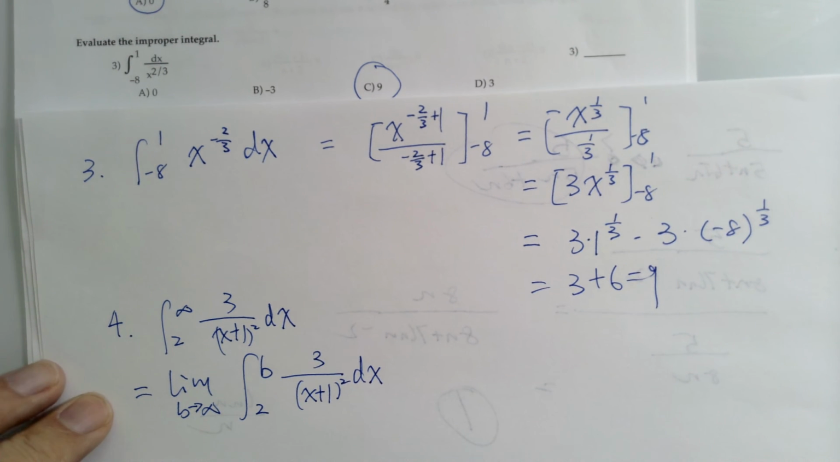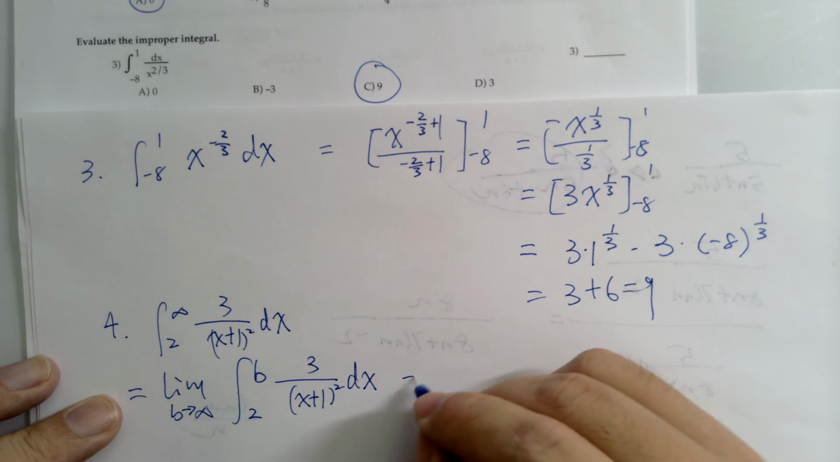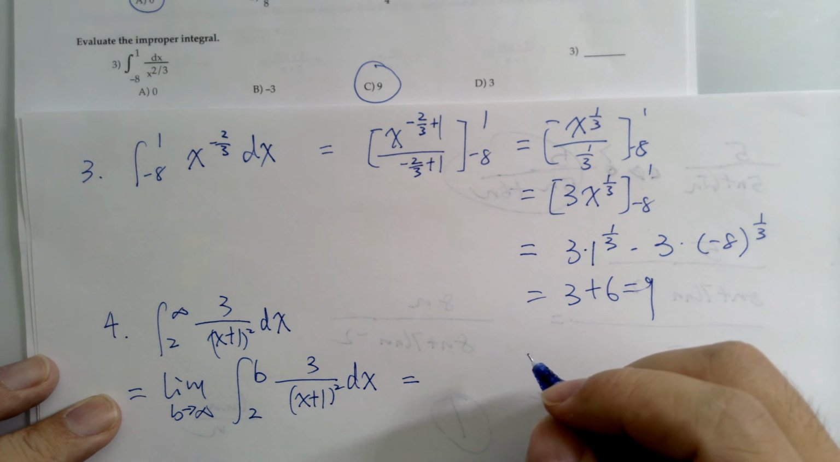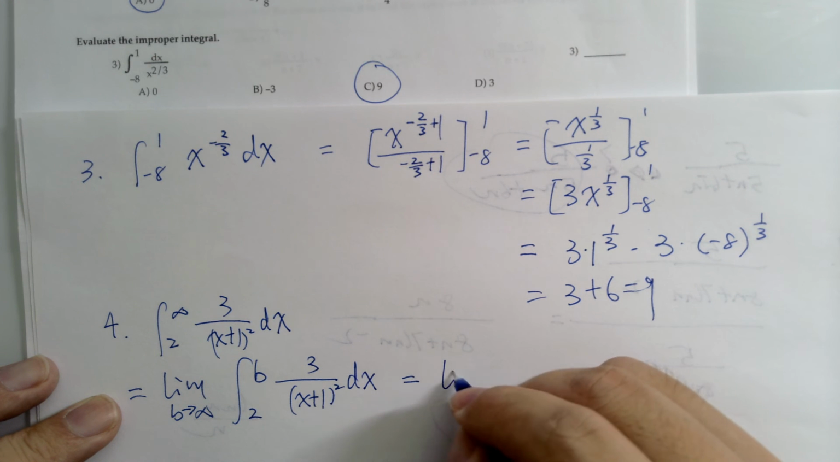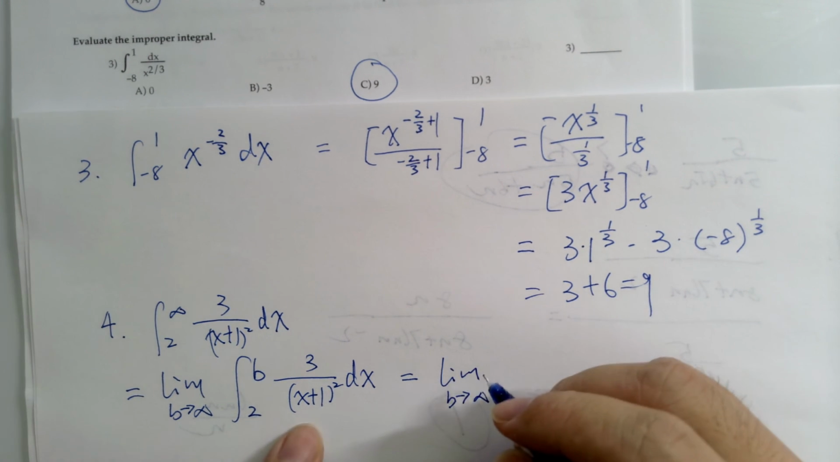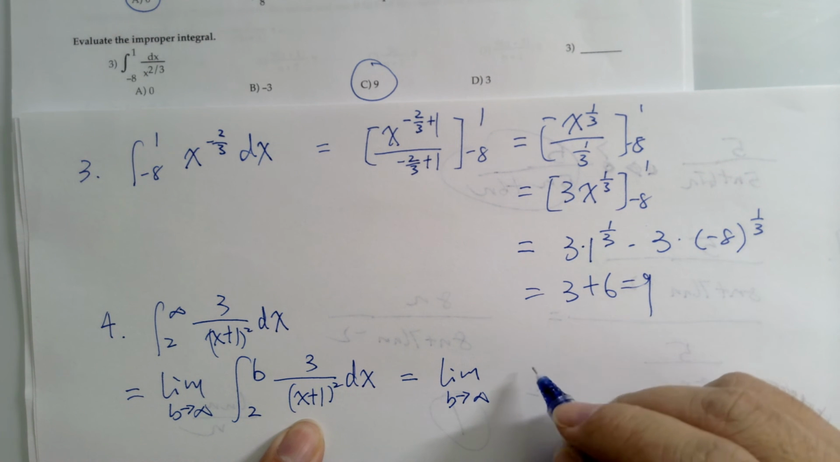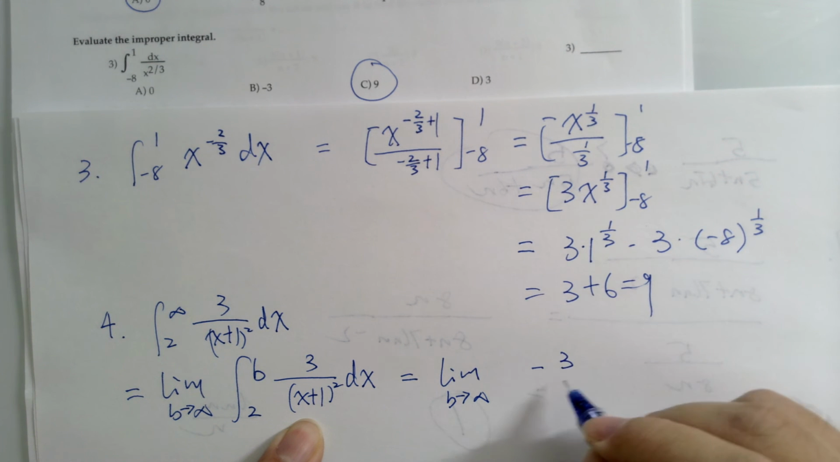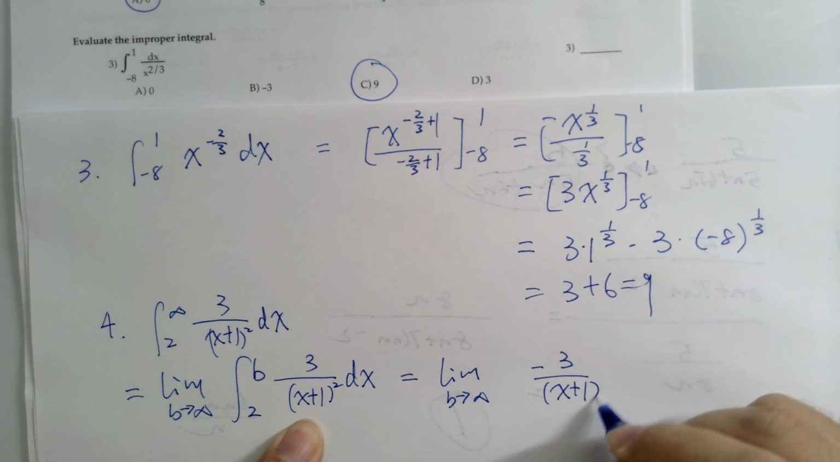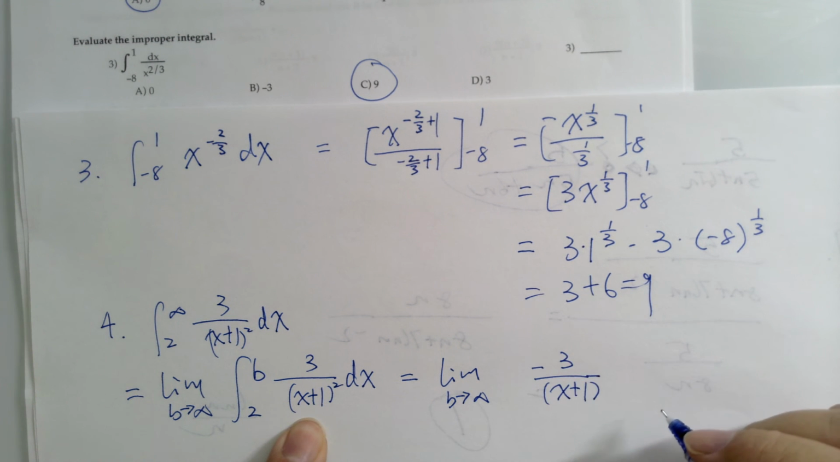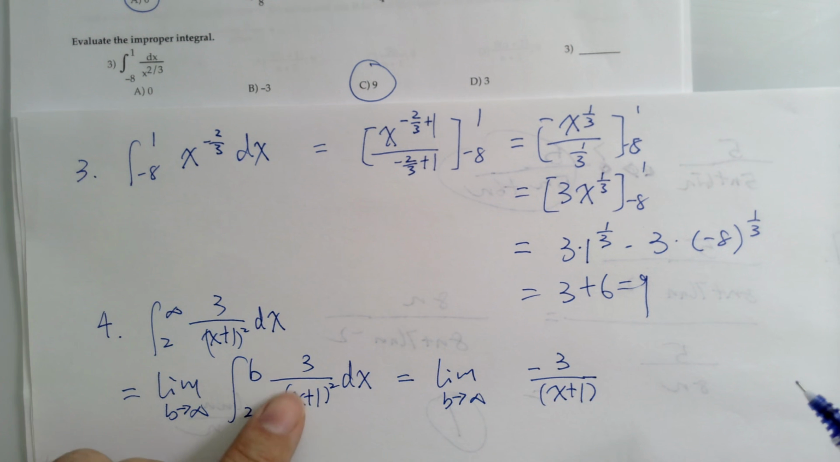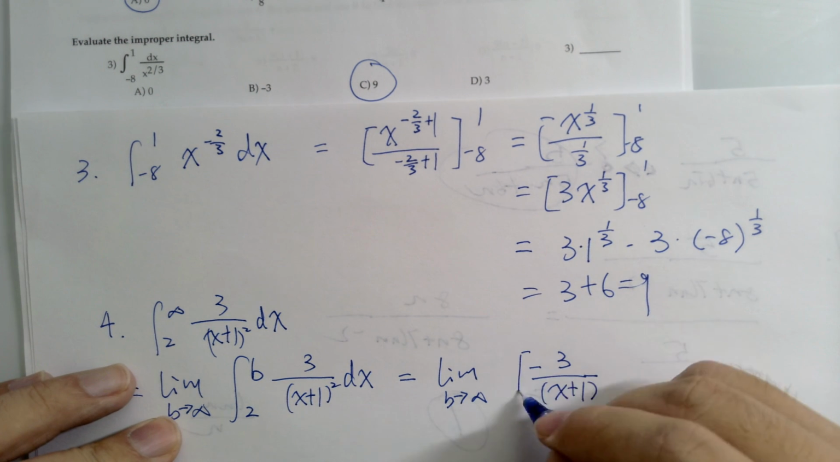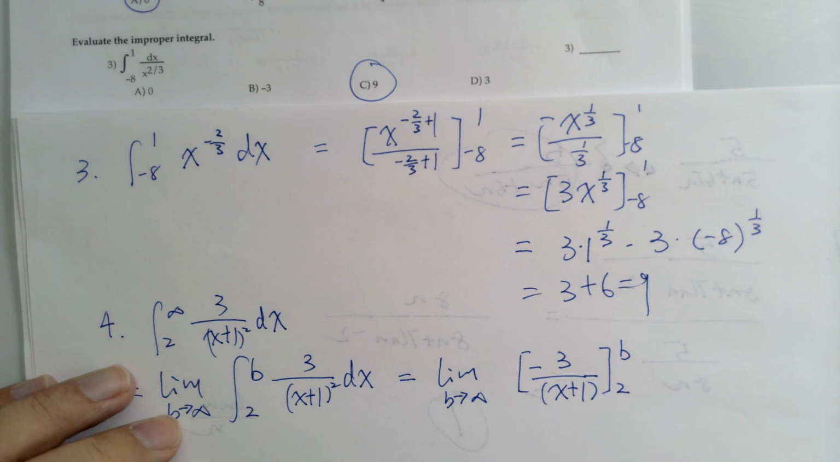Okay, and then you can see we can do the integration for this one, which is also simple, because you're going to have negative 3 over x plus 1, right? So that's the integration, I believe, because if you take the derivative of this, eventually we'll go back to here. And then evaluate it from 2 to b.